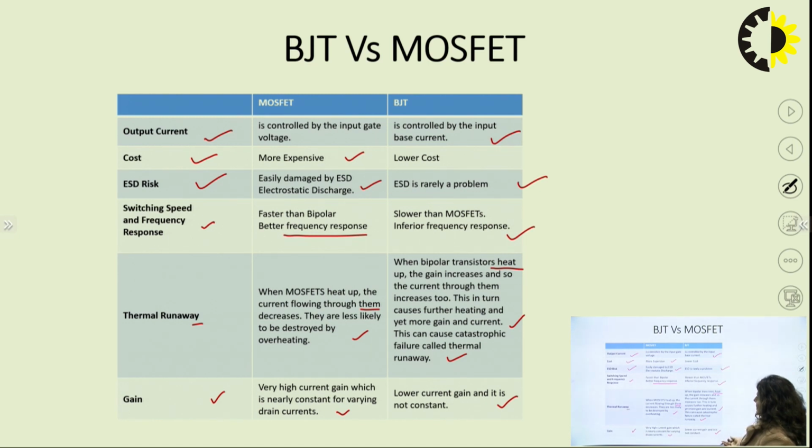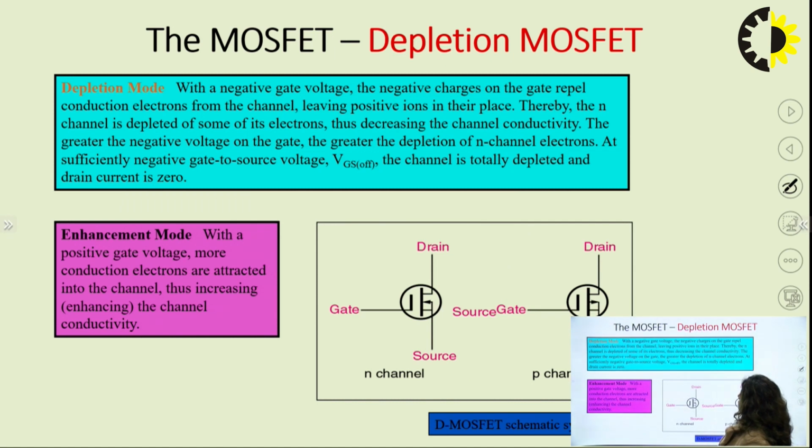While in the BJT, obviously from the cost point of view, the BJT is a better option. So these are some parameters on which we have compared BJT and MOSFET. Next, the MOSFET is basically categorized into two parts, that is depletion and enhancement.